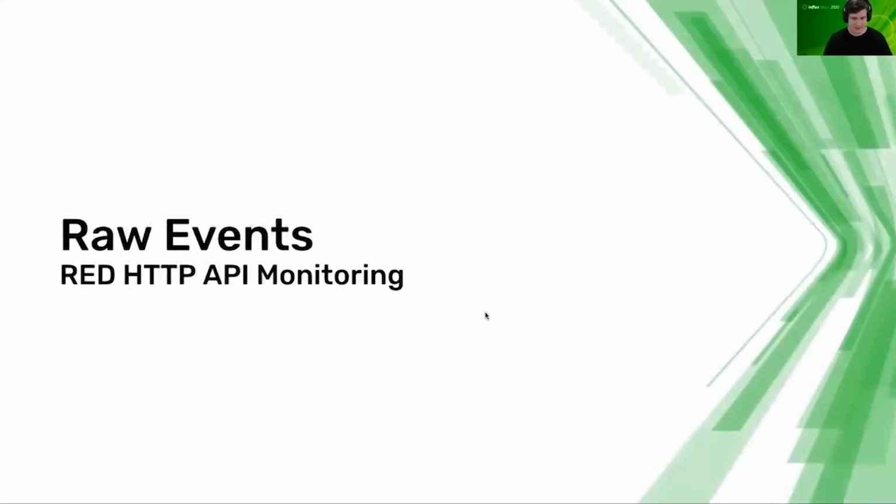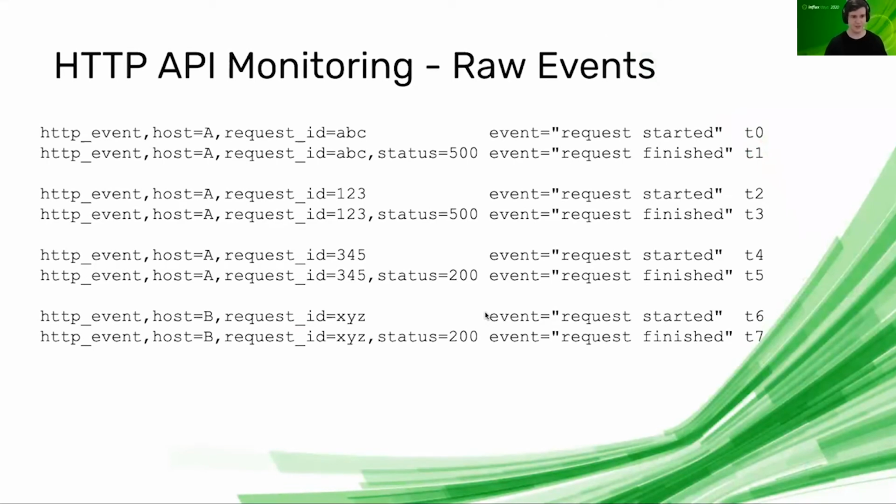Cool. So I started with derived events because I think they're the easiest to reason about. What do we want to do if we, say, have raw events instead? And so again, in the context of this RED method HTTP API monitoring, for raw RED events, what I think we would do is have a metric called HTTP event that has two pieces of information on the request start, which is just the host and the request ID. And then it'd have a single event record stored as a field that says request started. You don't have to store this as a field. A field is a string value.